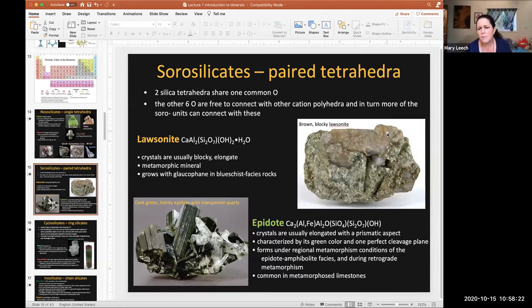I'm afraid that the picture is not so nice because it's kind of like a whitish, tannish mineral. It's right here. I guess I call it brown. There is lawsonite locally. And I mean, there's a lot of these minerals locally.